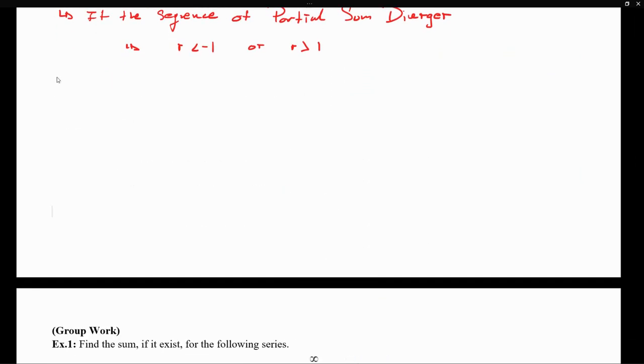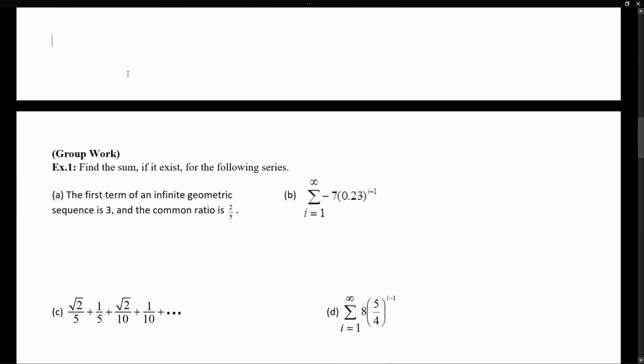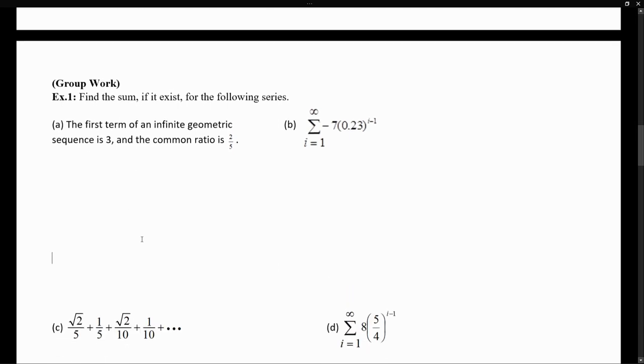Let me just bring this down. So now we want to find the sum, if it exists, for the following series. And again, we're going to assume that they're all geometric series. The first term of an infinite geometric sequence has a value of 3, and the common ratio is 2 over 5. So we're saying that a is equal to 3 and r is equal to 2 over 5.